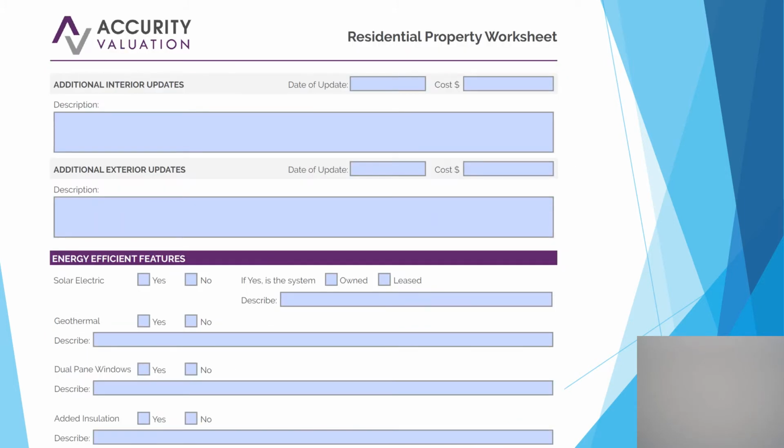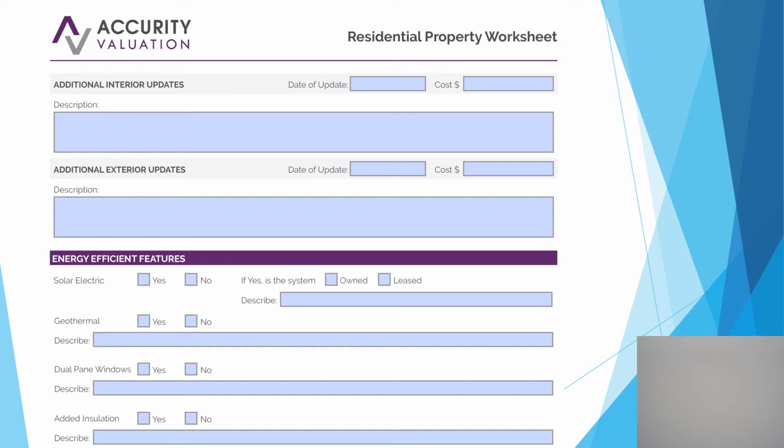We are beginning to see a lot more in the way of energy features such as solar systems. Currently, if the solar system is not owned, if it's leased, it's considered to be personal property. Disclosing the nature of your solar system, how much it costs, and particularly how much it's saving you on a monthly basis is essential in trying to determine the contributory value of that improvement.